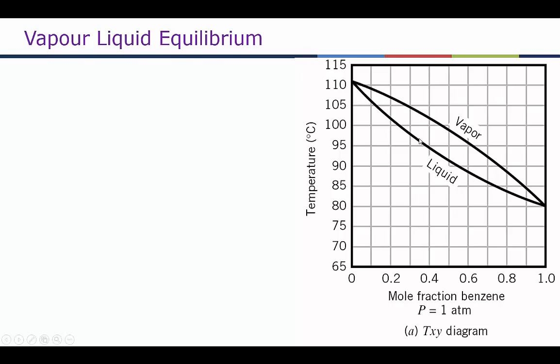The curve on the bottom here shows the liquid equilibrium curve, whereas the curve on the top shows the vapor equilibrium curve. So to understand this, I'll show you some cartoons. On point A, which is 75 degrees Celsius, the composition of benzene is 0.5 mole fraction. So it's equimolar composition of benzene and toluene.